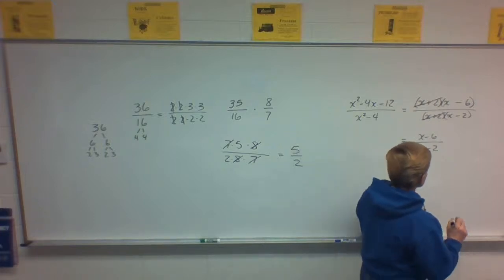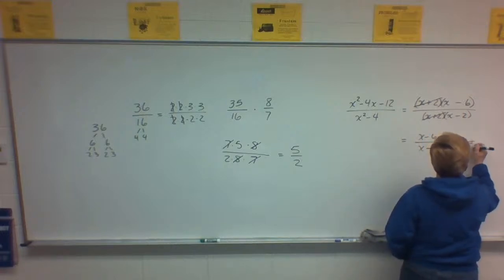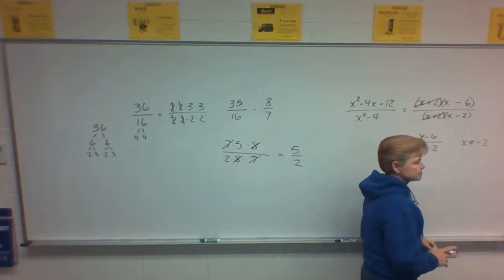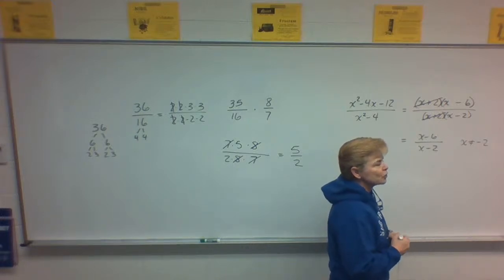All of the answer is this: x minus 6 over x minus 2, x cannot equal negative 2. Here's the discussion on that. Hopefully I won't have to do this every single time. Maybe it'll be clear to you.